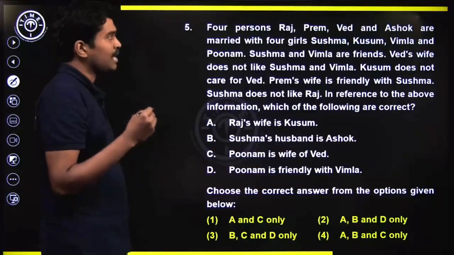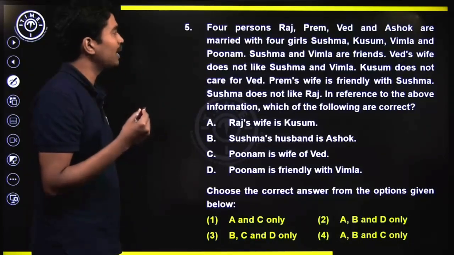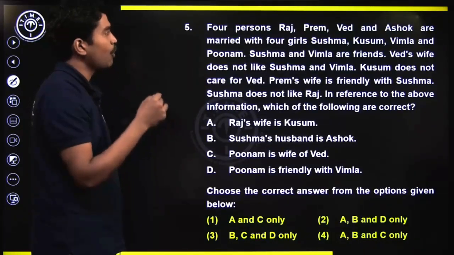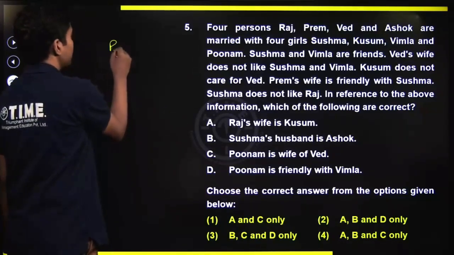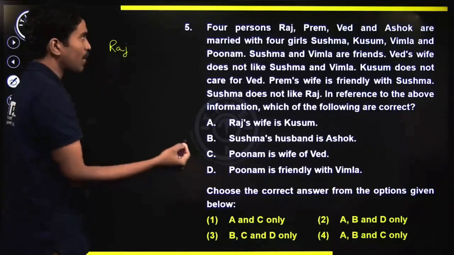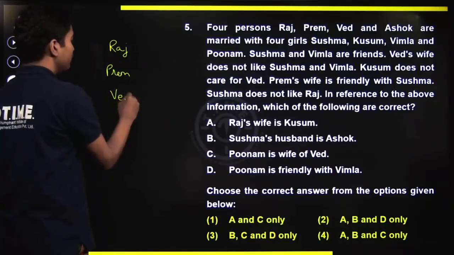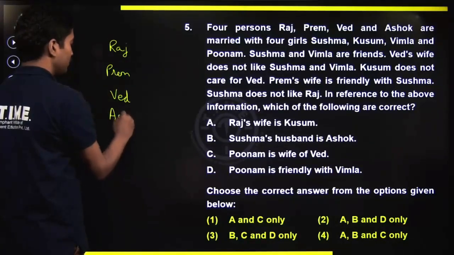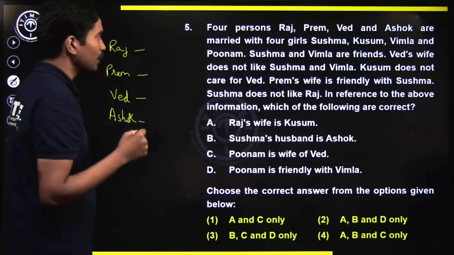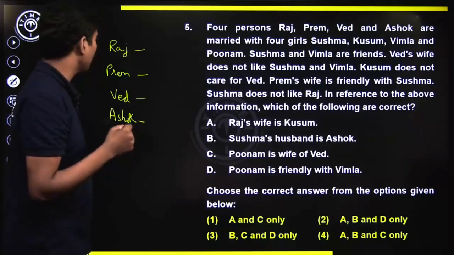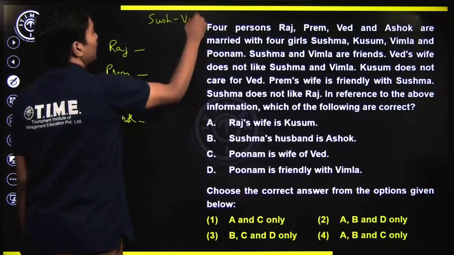4 persons, Raj, Prem, Ved and Ashok are married to 4 girls, Sushma, Kusum, Vimla and Poonam. So there are 4 boys and 4 girls. Sushma and Vimla are friends. It's a small table, not a big table, just one question. We have 4 friends and they are married to 4 girls. Sushma and Vimla are friends.